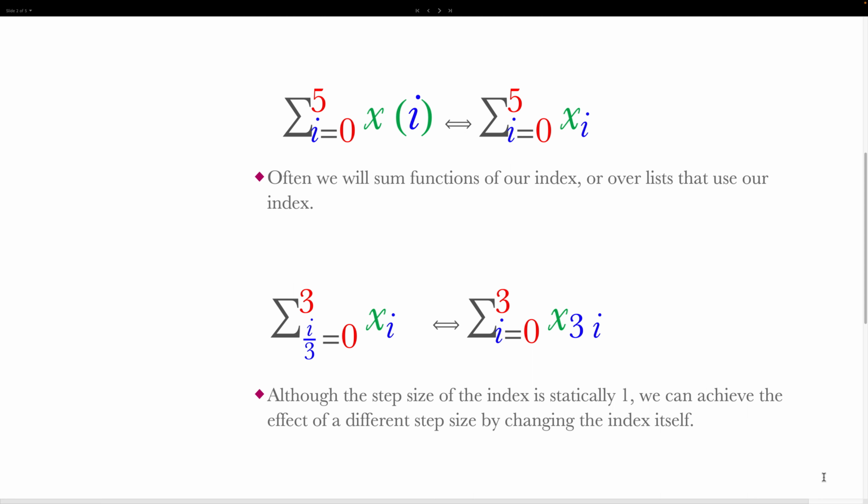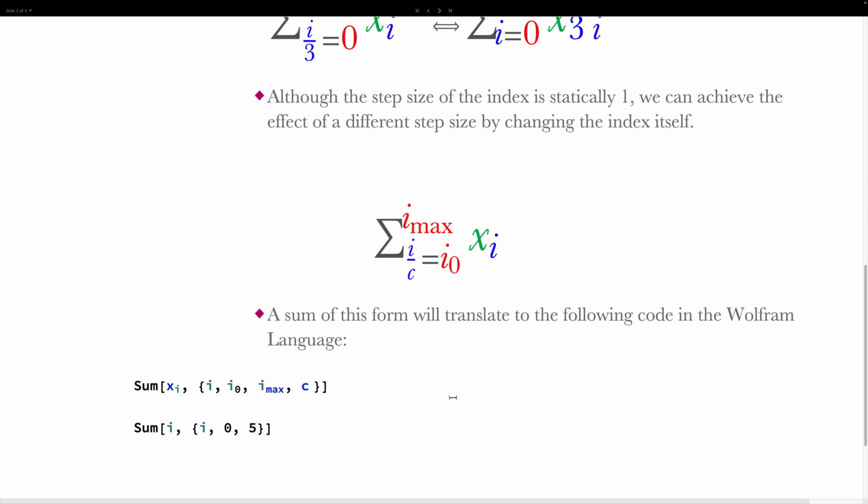Alternatively, on the right, we have the sum of x sub 3i from i equals 0 to i equals 3. Similarly, this achieves the effect of summing x sub 0, x sub 3, x sub 6, and x sub 9. Altogether, this will end up being our standard form for the sum of a finite series, with i naught and i max as our lower and upper bounds respectively, x sub i as the elements that we're summing, and i over c as our index.